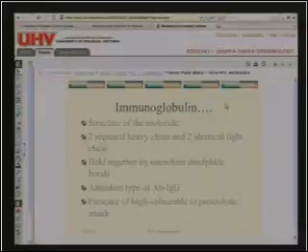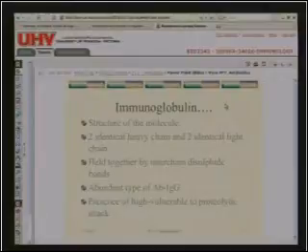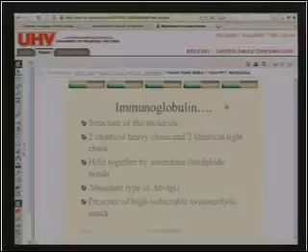Antibody. Do you understand that? So you should not get confused on that one. Immune is a protection. Globulin is a protein, the protein which protects. So that's why immunoglobulin is something like an antibody.